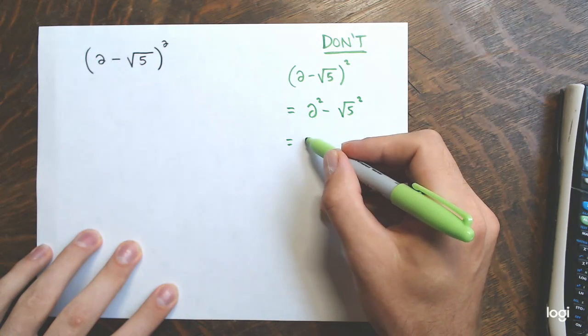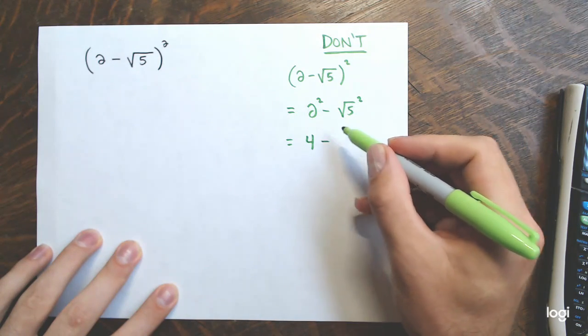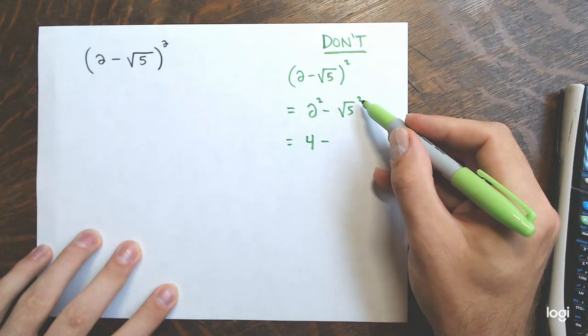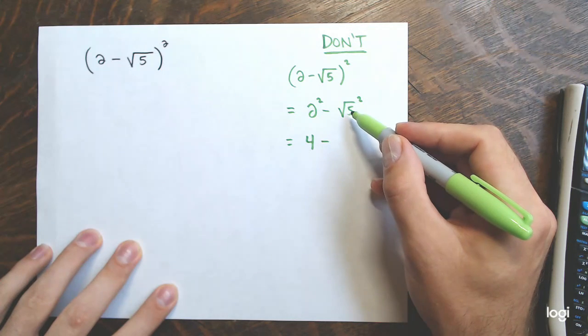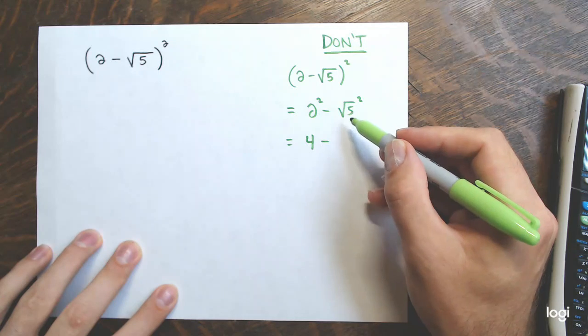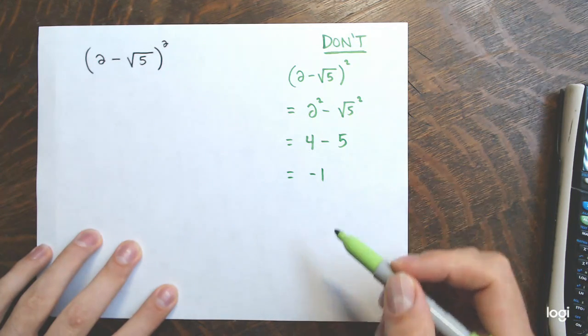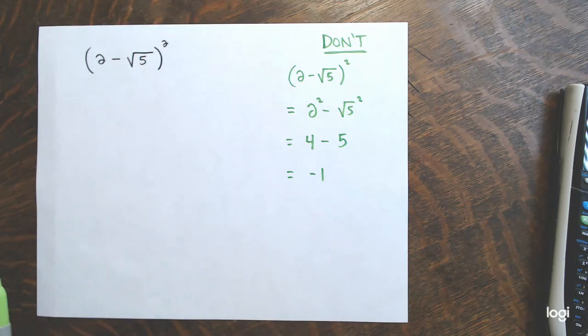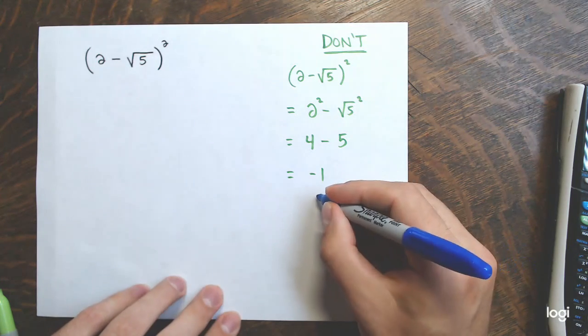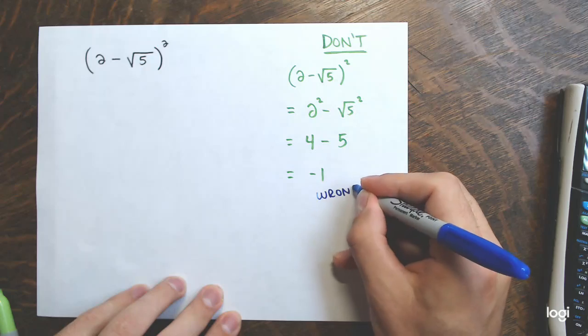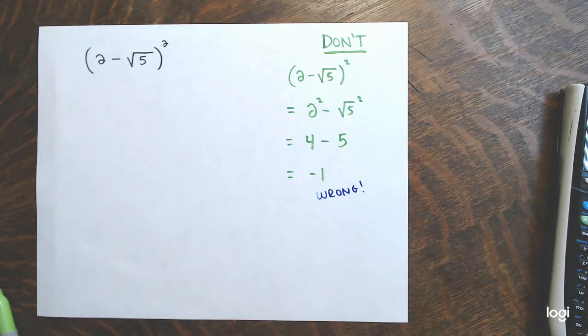So what's 2 squared? 2 times 2 is 4. Minus the square root of 5 squared would be the square root of 5 times the square root of 5, which you can use the product property for. That's the square root of 25, which is 5. And then 4 minus 5 is negative 1. This is wrong. This is very wrong. Check it out.